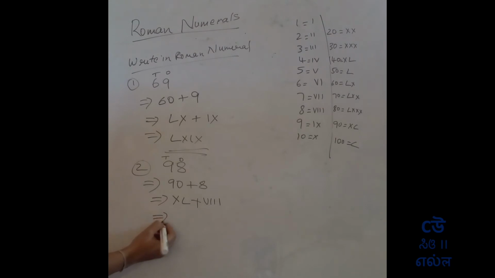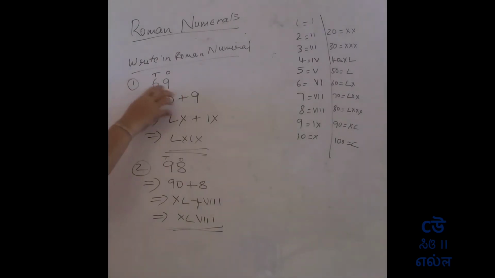So XL plus this, you will remove the plus sign and write whatever is there. So this is the answer. Understood, children? I'll take a few more examples. Understood, children, how I am doing?